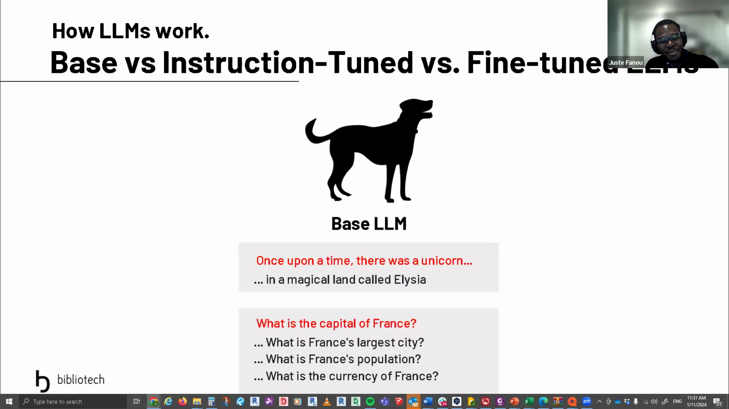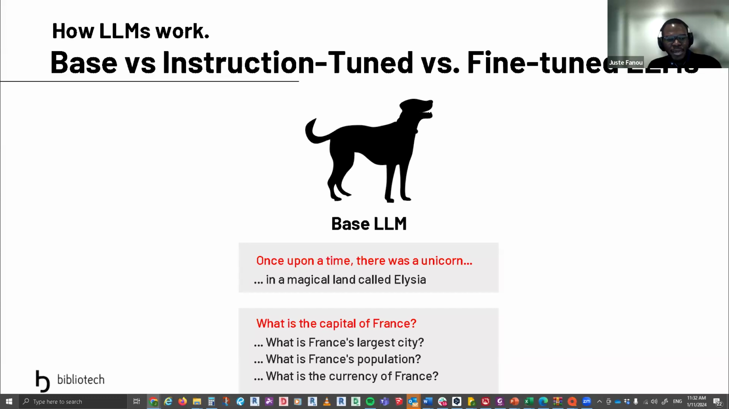So there are different types of large language models out there, and depending on how you train them, you can do different things with them. A base LLM, in its most raw sense, and you can actually try this out on what's called the OpenAI Playground, is just a model.